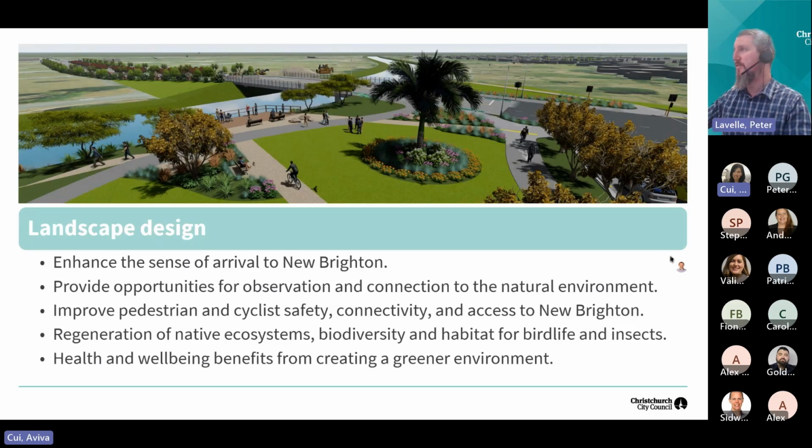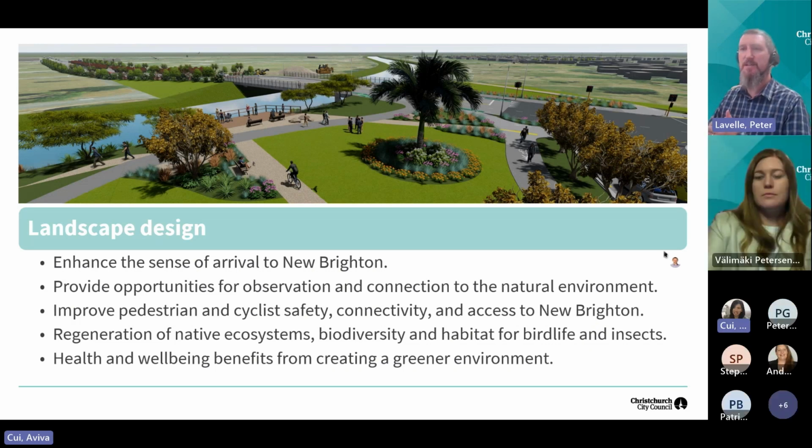So that's an overview of the road scheme design. I'll pass you over to Emma, who will discuss the proposed landscape design philosophy now.